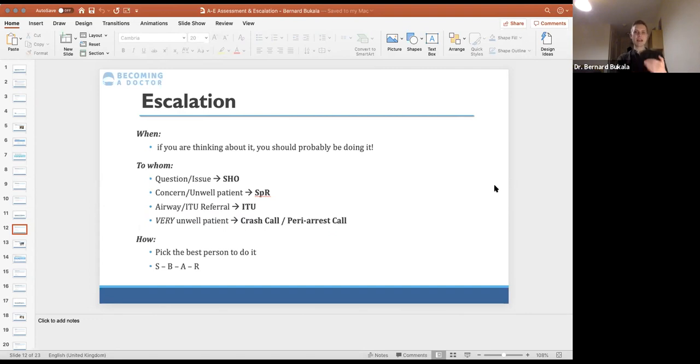So in terms of escalating, when should you escalate? The golden rule is, if you are thinking about escalating, you should probably be escalating, okay? Because if you're thinking about it, that means you're worried about the patient, you're worried that you might not be able to manage them appropriately, so you should probably get somebody to help you.